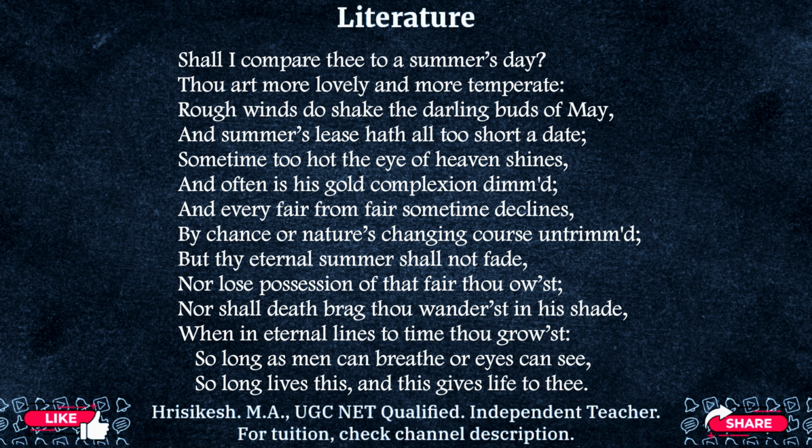Sometimes the sun shines too hot, and sometimes and often is his gold complexion dimmed. And sometimes his gold complexion, that means the sun's brightness, is dimmed by the overcast weather, etc. So it becomes gloomy for some time. Sometimes it shines so hot, sometimes it does the opposite. So it has some extreme forms. Even within the span of summer, the sun has some extreme forms to take. But you don't have such extreme ways in life. You are constantly pleasant. That is what the poet intends to mean.